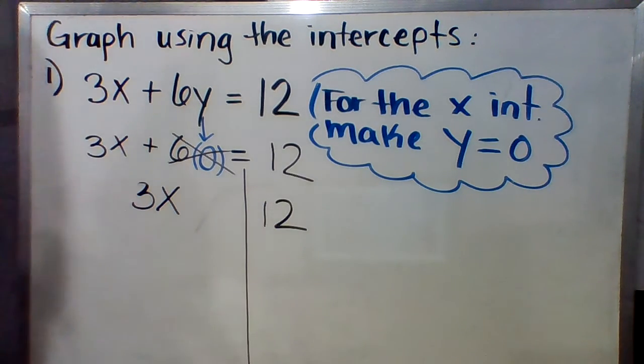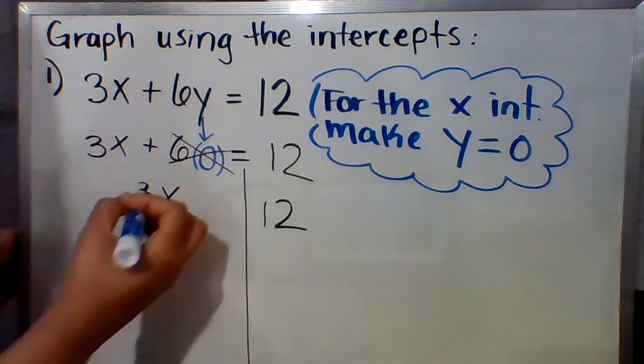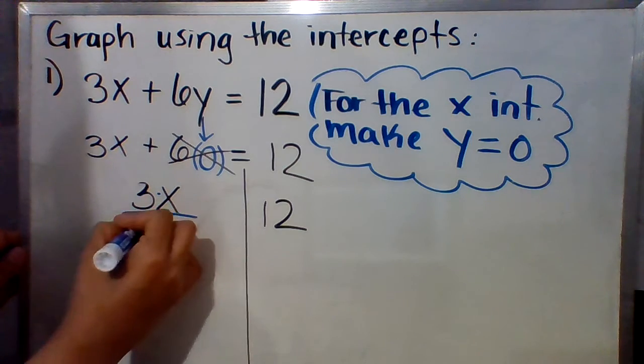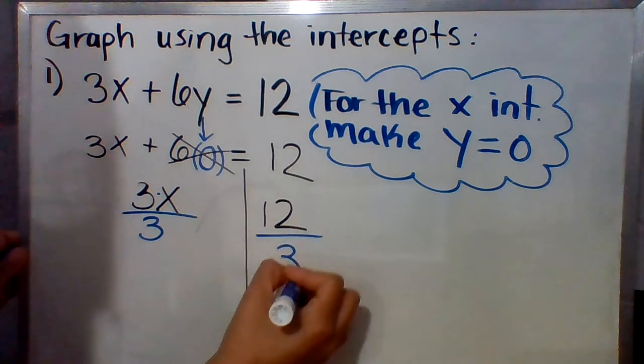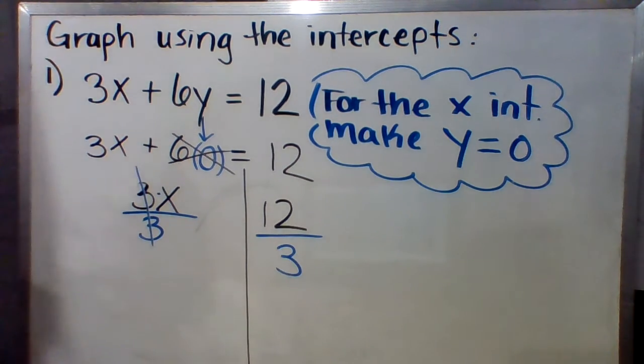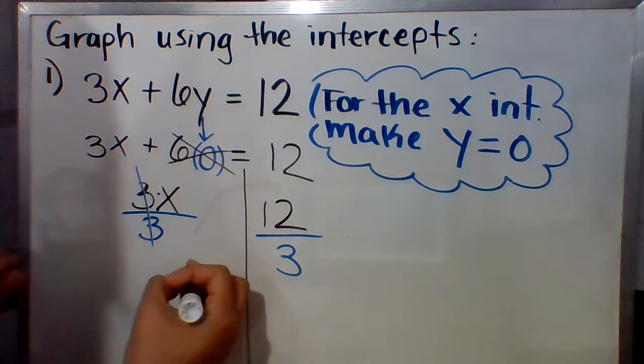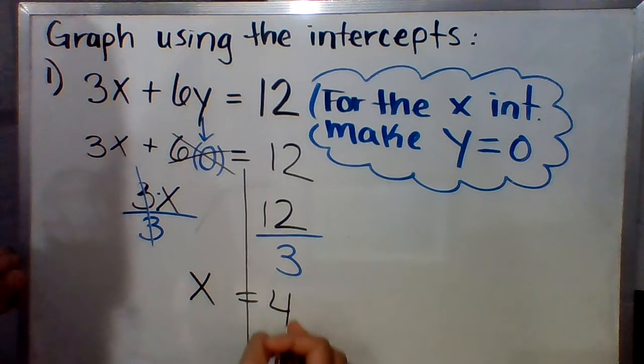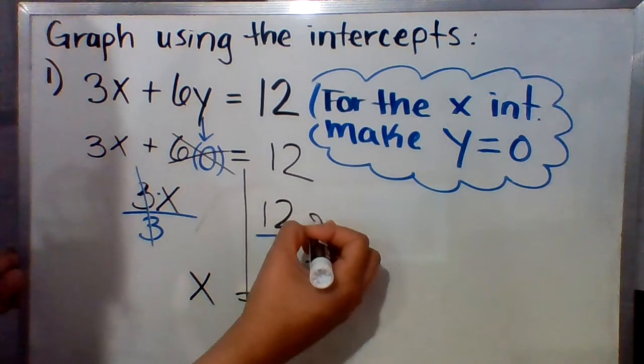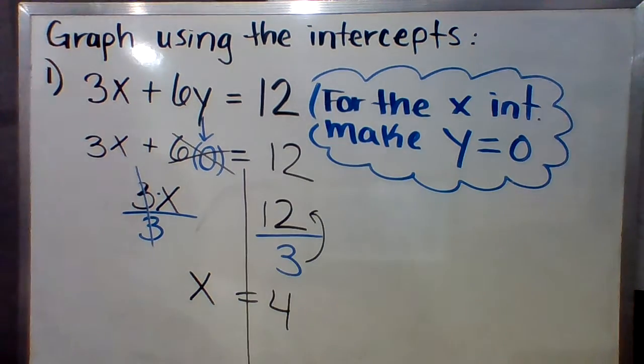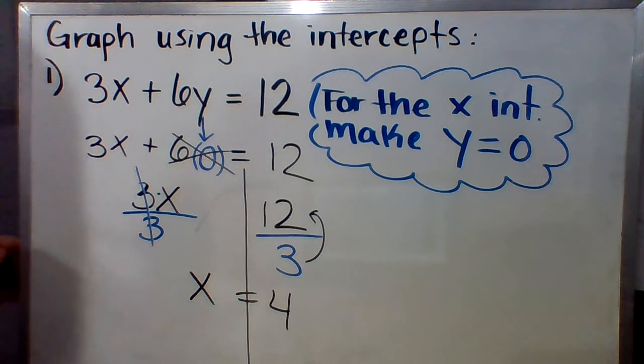equals 12. How do you get the x by itself? How do you get rid of that 3 that's in front? Well, you're going to divide by 3. The 3's cancel out. X is now alone, and x equals 4, because 3 goes into 12 4 times. So that will be my x-intercept.